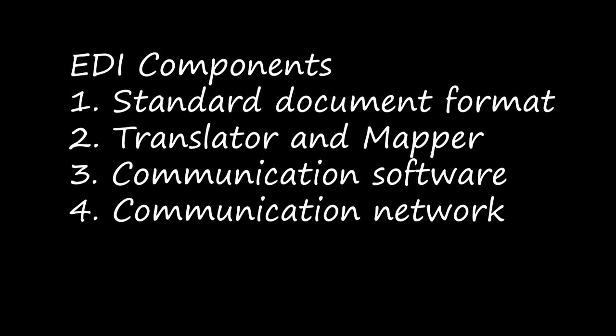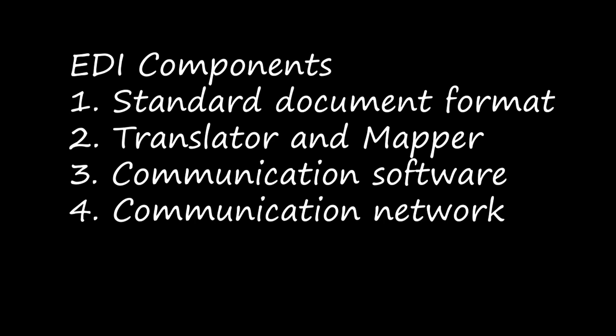Okay. What are the components of electronic data interchange? Standard document format, translator and mapper, communication software, and communication network, right? Standard document format means every document will have a format, right? Here in this EDI, we have a standard document format. So in all the documents, it will have the same format. So it will be easy to identify who is the sender, what is the purpose, and what is the thing. The main things will be kept in the same place in a document, so it is easy to identify the details there.